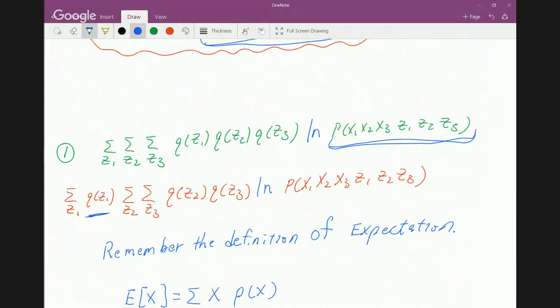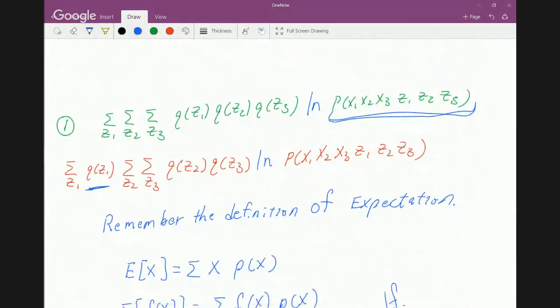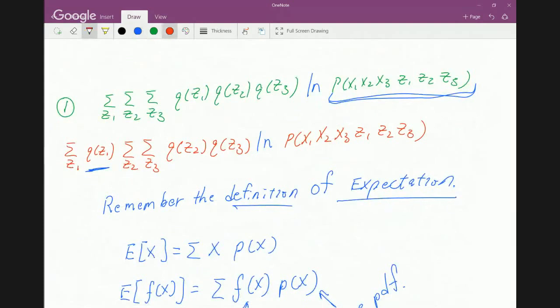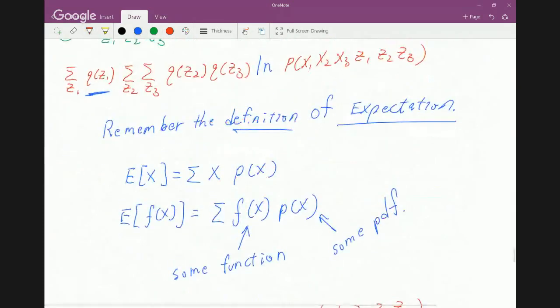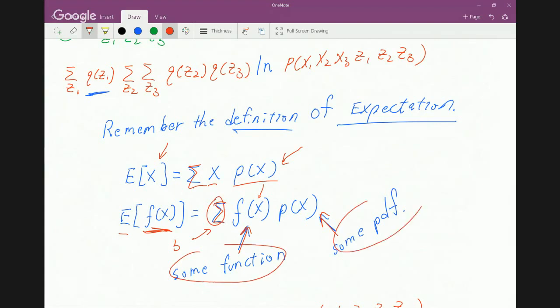But what we could do is, now remember the definition of expectation. If we have expectation of x, it's the same as this formula: x times the probability of x, and you sum up all the possibilities. Now, if you have expectation of some function of x, then instead of x here, you have some function of x. Now this form is very important. What we have is there's some PDF function, and there's some function, and you're summing up all of them. So here's the sum portion, some function, some PDF.